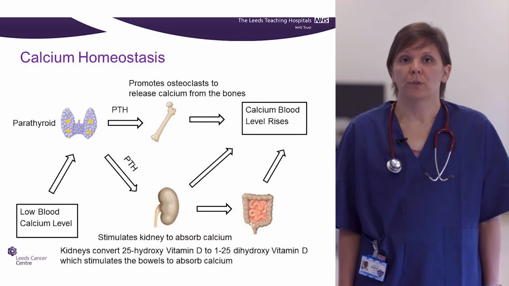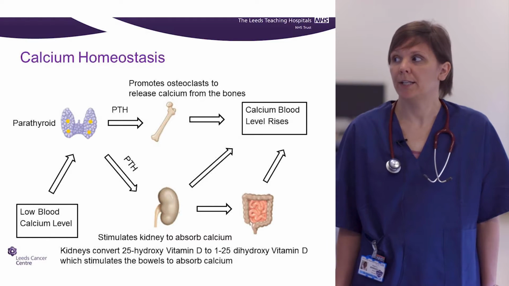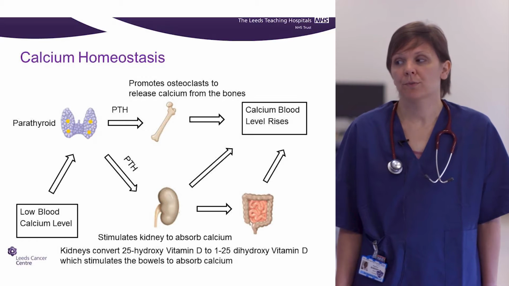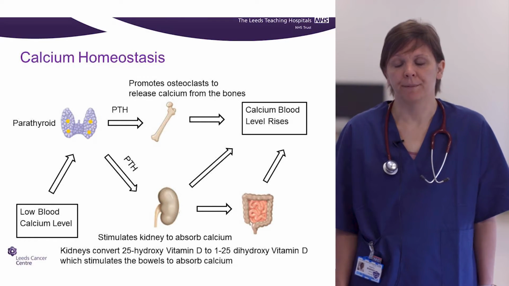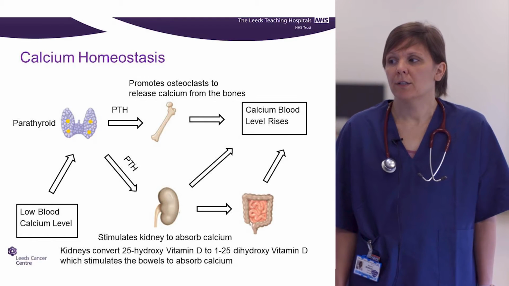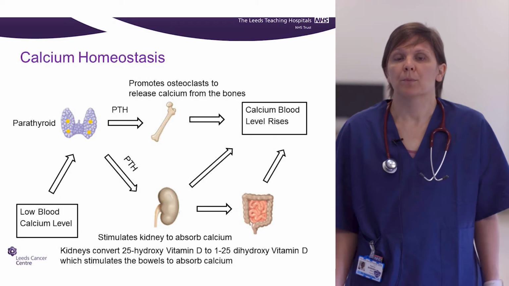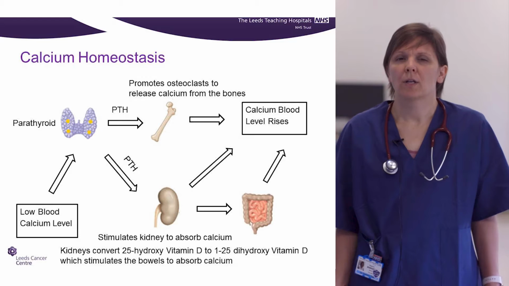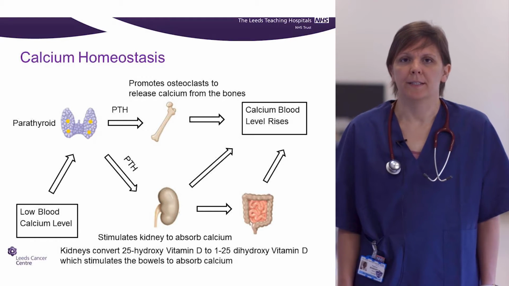If you have a low blood calcium level, this is detected by the parathyroid, which releases PTH. That promotes osteoclasts to release calcium from the bones. It also stimulates the kidney to absorb calcium from the urine. The third thing it does is it converts the vitamin D to stimulate the bowel to absorb calcium, and therefore your calcium levels rise. So how does that alter in a person with an underlying malignancy?